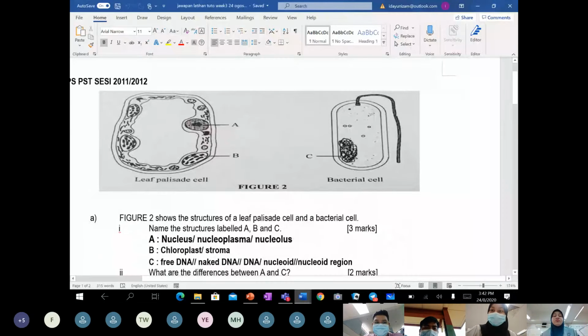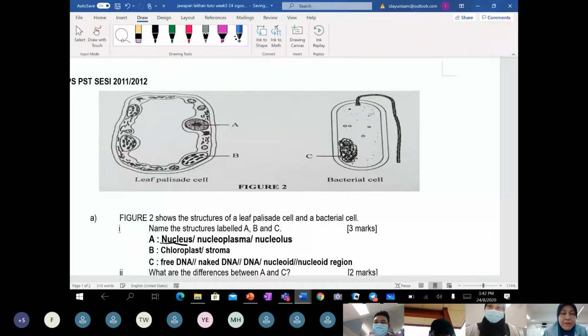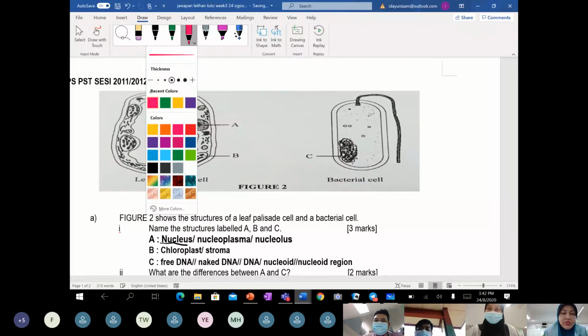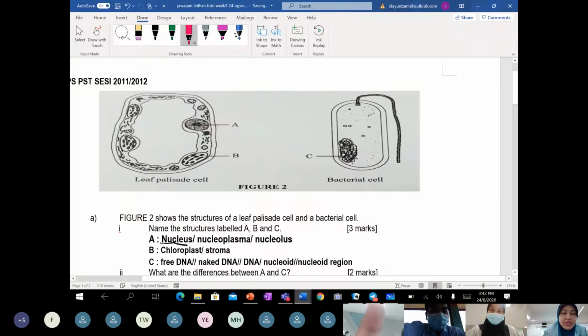If we refer to the mark scheme, for A you can write nucleus, or what else can you write as an answer?